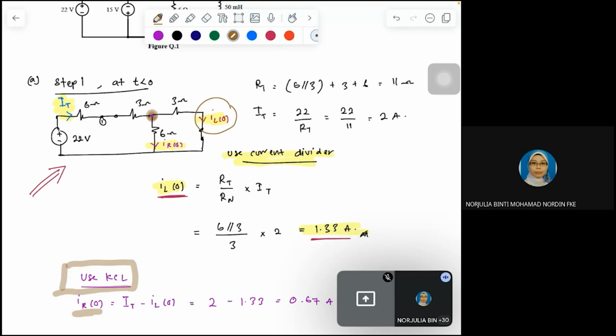As you can see here, this is the general equation of current divider.